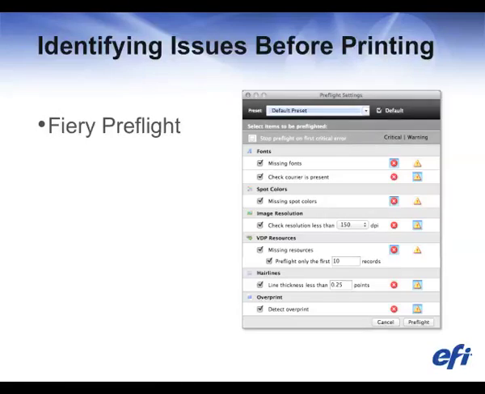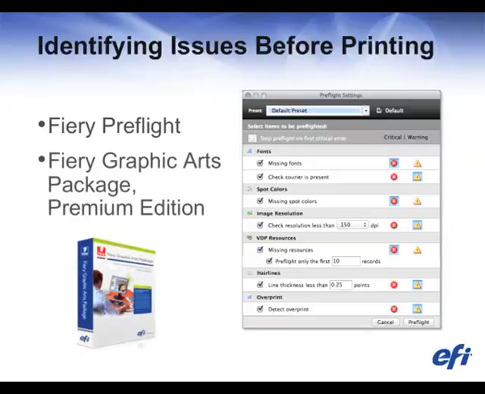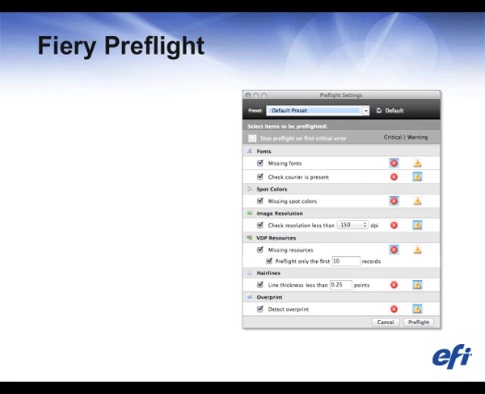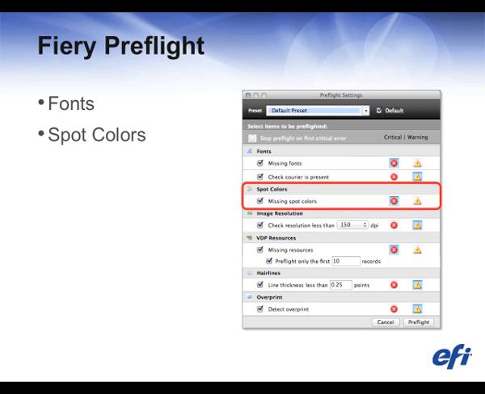To identify issues before printing, Fiery Preflight is a tool that is included with Fiery servers that have the Fiery Graphic Arts Package Premium Edition. Fiery Preflight will check for font errors, including missing fonts or if the font Courier is present. In this example, missing fonts will generate a critical error and the presence of Courier will generate a warning alert. It can also verify that all the spot colors used in a document are present in the Fiery's spot color library. Here we see that this will generate a critical error.